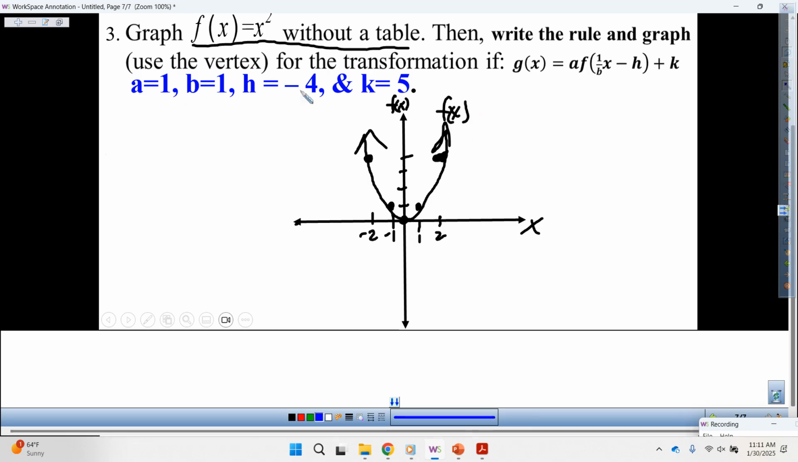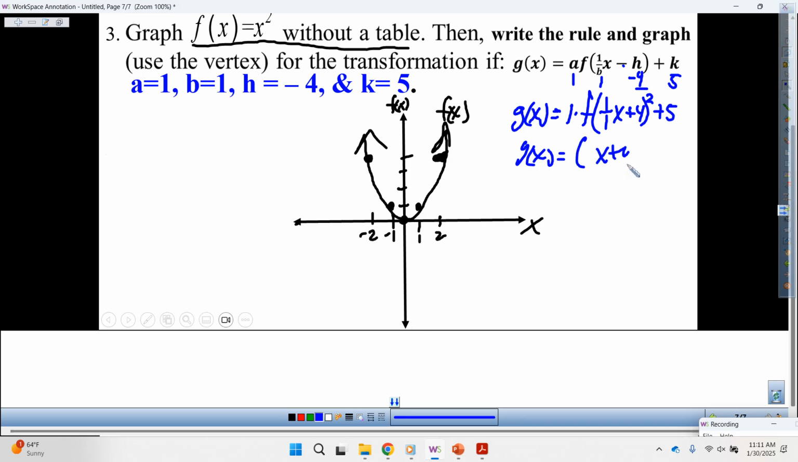Then we need to substitute these values into our general rule. So 1 there, 1 there, negative 4 there, and 5 there. So my new rule is g of x equals 1 times f of 1 over 1 x, negative 4 times the negative is positive 4 squared plus 5. However, I said we're no longer going to use the 1s or the f. So g of x equals x plus 4 squared plus 5. Some of you are wondering, where did the 1 go? Well, this 1 and the f, I'm no longer using them, and 1 over 1 is 1. It's invisible there. However, tell your neighbor where we're going to move these 5 points to according to that. We're going to move them to.